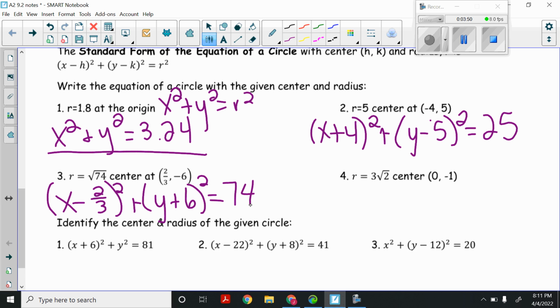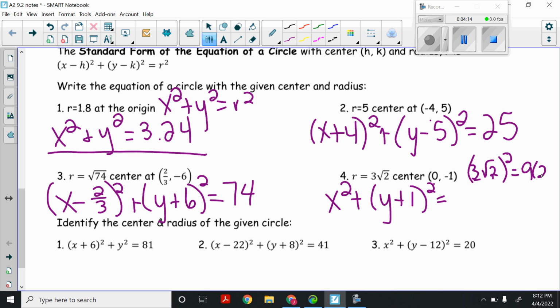Number 4, the radius is 3 square roots of 2. The center is (0, -1). So for the 0, I don't need parentheses: x squared plus, the y is at -1, so that's (y plus 1) squared equals, I need to square 3 square roots of 2. I want to square the whole thing. 3 squared gets me 9. Square root of 2 squared gets me 2. 9 times 2 is 18. So that's writing the equation of a circle.